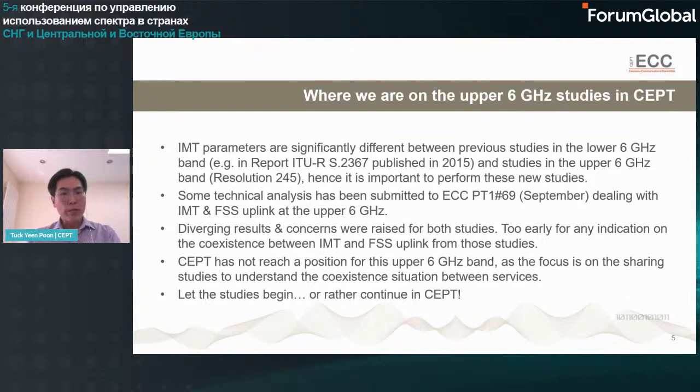And the focus at the moment is on the sharing studies and trying to understand the coexistence situation between the different services. So I think that's where the focus is from the CPT side. And as we've heard from Sergey just now, they have done some studies on it. But from the CPT side, I think we're still at a very early stage for it. So my departing remark from my presentation is, let the study begin in 5D in a couple of weeks' time. Or in CPT, we already started it, so let's continue with those studies. And with that, I conclude my presentation.